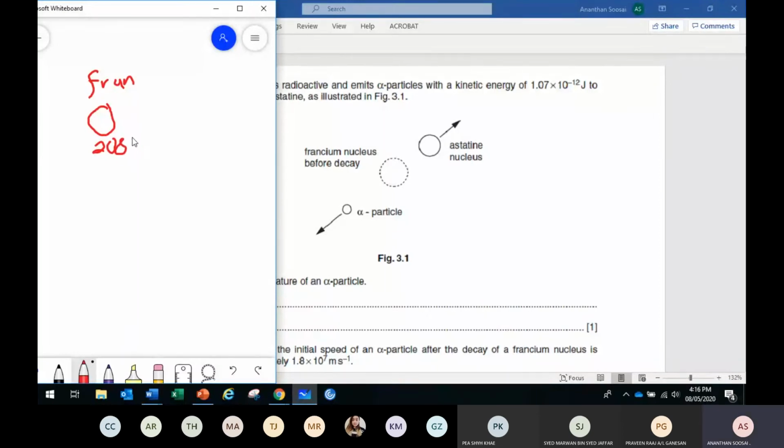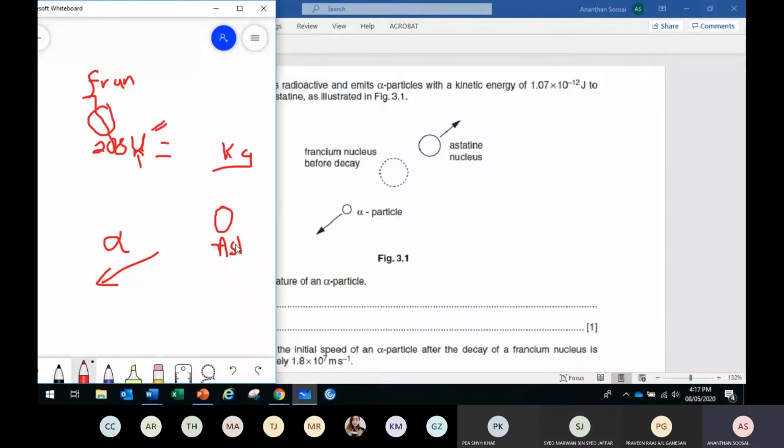Nuclear number 208 means 208 U. U is a certain constant, if you want to write it in kilogram. U is called the atomic mass unit. It's a constant. You haven't learned that yet, you will learn later. Now this francium breaks into two: one alpha, and the remaining is astatine.